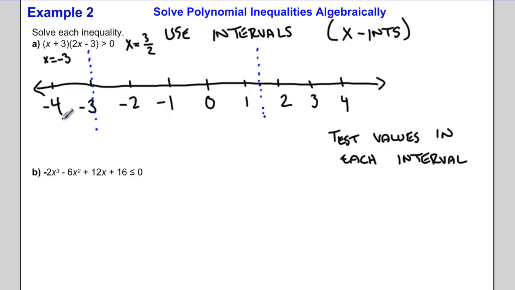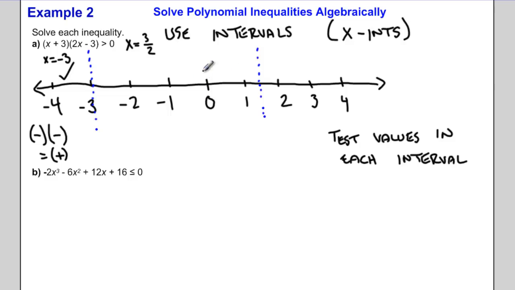So if I sub -4 into my expression for x, -4 plus 3, that's a negative number. If I sub it in for 2x minus 3, 2 times -4, -8. Take away 3, that's also negative. A negative times a negative ends up being overall positive. And a positive number is greater than 0. So my interval for values less than -3 satisfies this particular inequality.